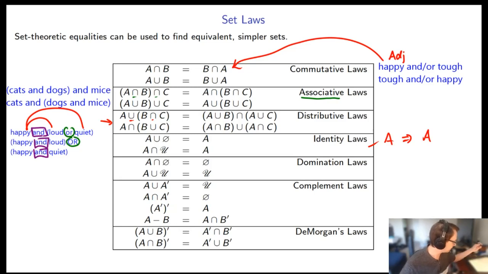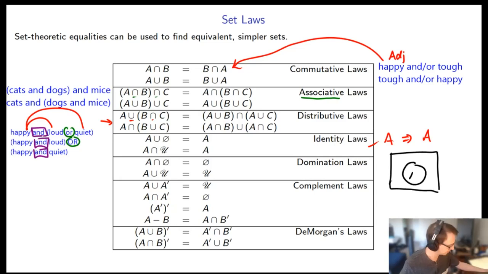Let me demonstrate these with Venn diagrams because I think it's the best way I can do this. If I take A union the empty set, I get everything in A and I get nothing with the empty set, so I just get A back. That's the first identity law. If I take A intersection with the universe, I get everything in A, and then everything in the universe. What do I get in common with A and the universe? Well, I just get A back. So the identity laws give us A back.